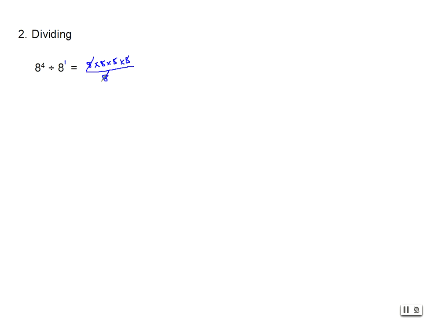What we can do is we can cancel one pair of the 8s, because 8 divided by 8 is just 1, and what we're left with is 8 times 8 times 8, which is just 8 cubed. So the rule for dividing indices is we simply look at the two powers and we do first power take away second power. 4 take away 1 is 3.